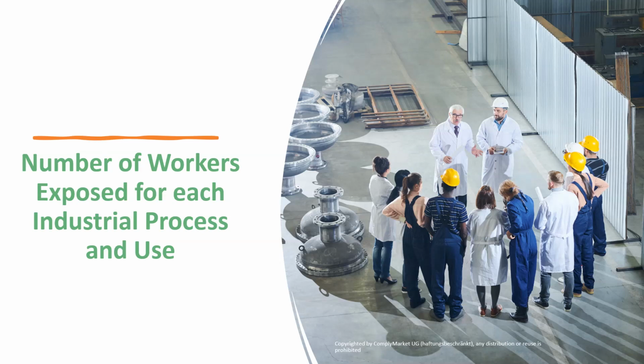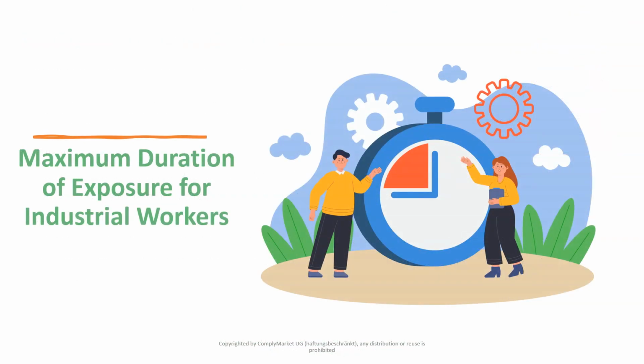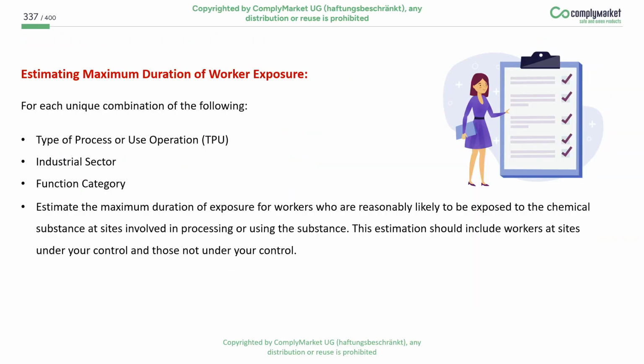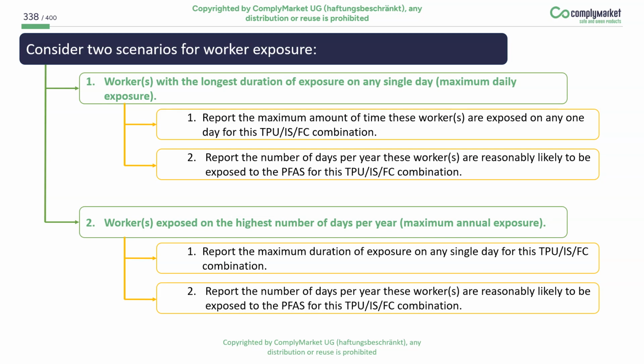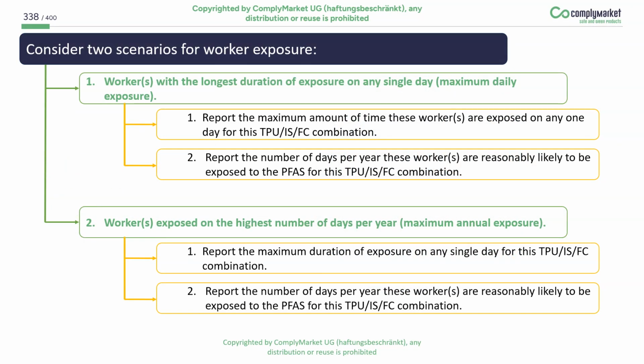Number of workers exposed for each industrial process. Estimate total number of exposed workers, so same way. Maximum duration of exposure. And also here, two scenarios for worker exposure: workers with the longest duration of exposure on any single day, or workers exposed on the highest number of days per year, maximum annual exposure.